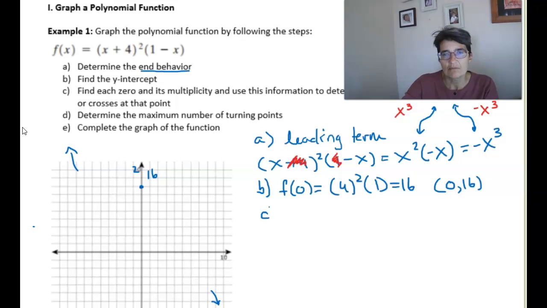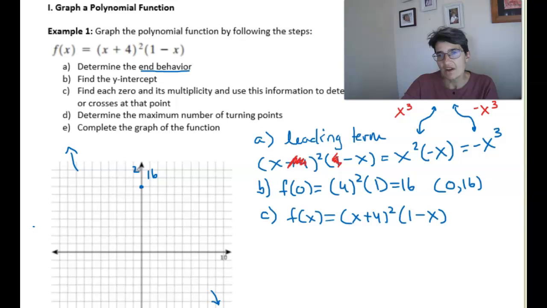All right, let's keep going. Find each zero and its multiplicity. We'll use this information to determine whether the function touches or crosses at that point. So let's look back at our function, which is (x plus 4) squared times (1 minus x).